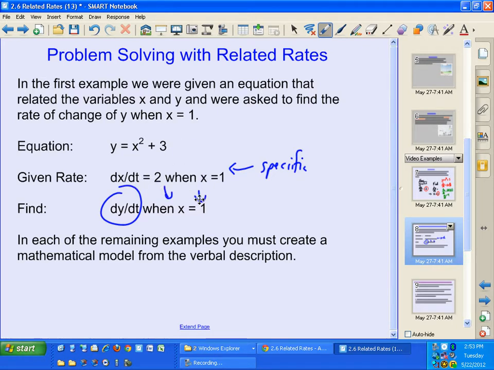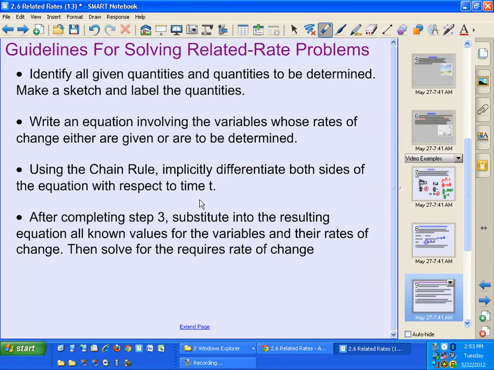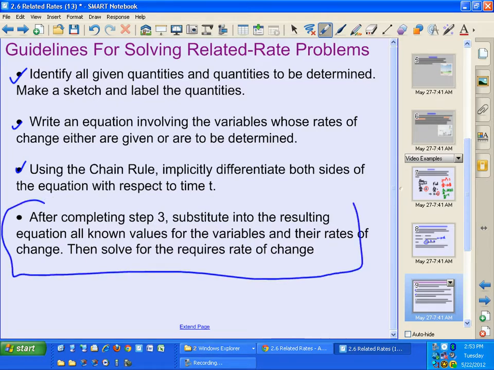Our guidelines for this are to figure out what we know, figure out what we don't know, and sketch any pictures or anything like that. Then we write an equation involving the variables whose rates change, either given or to be determined. Then we use the chain rule, implicit differentiation, whatever it takes to differentiate with respect to time. After that we substitute. You'll notice that this last step was substituting in the specific case.